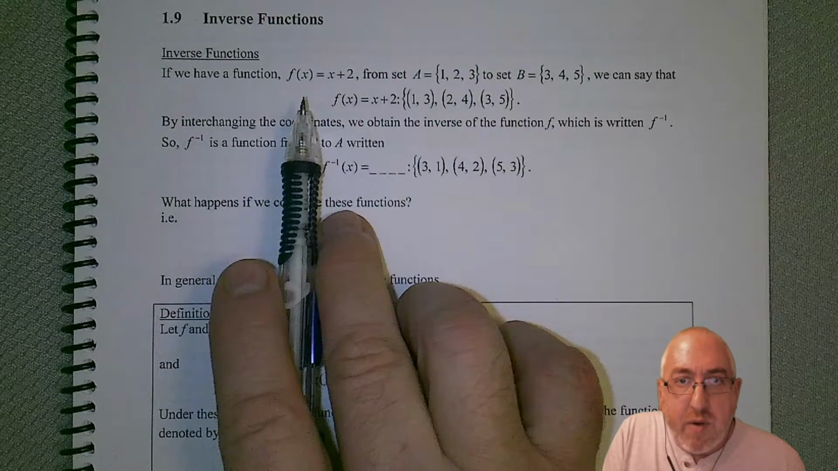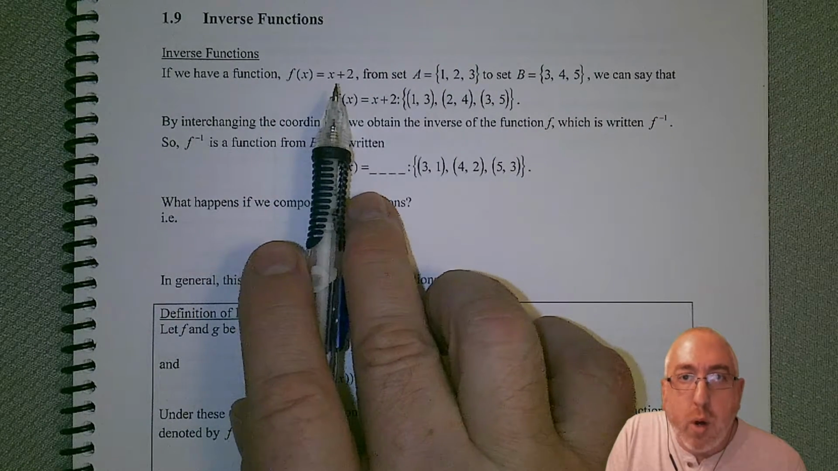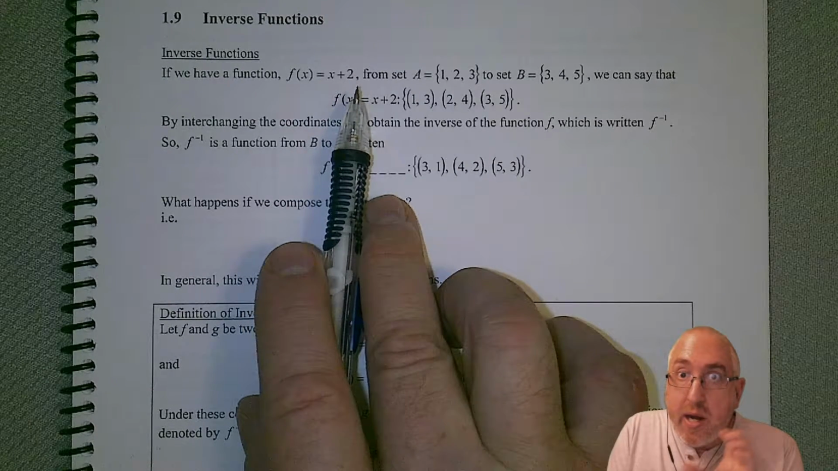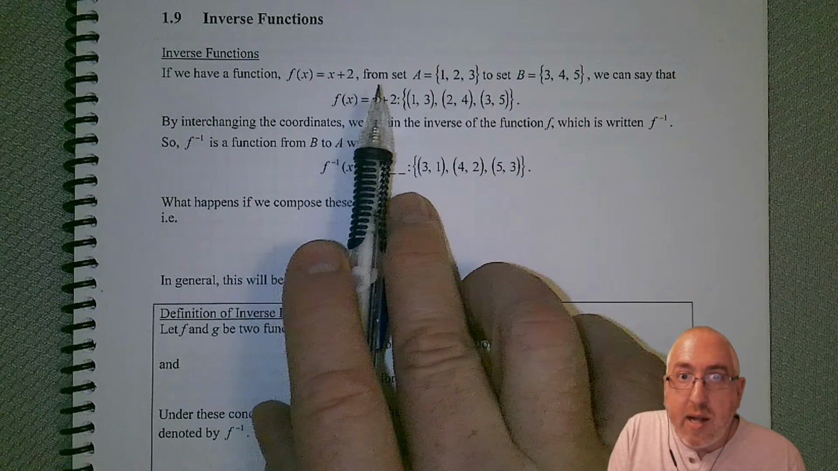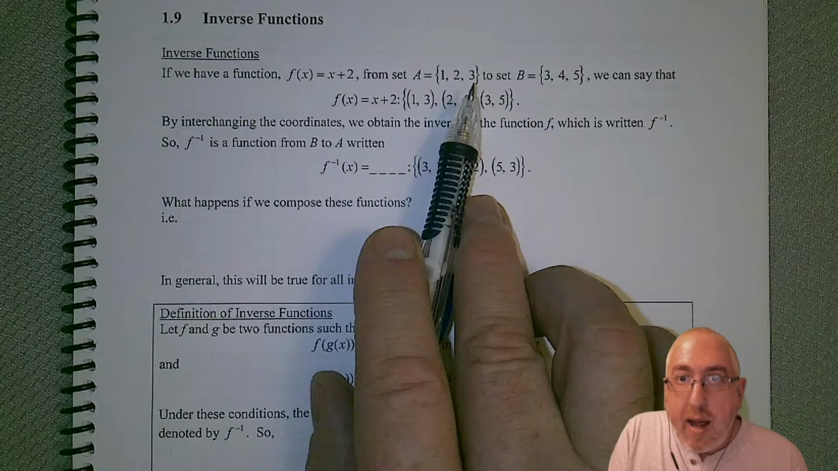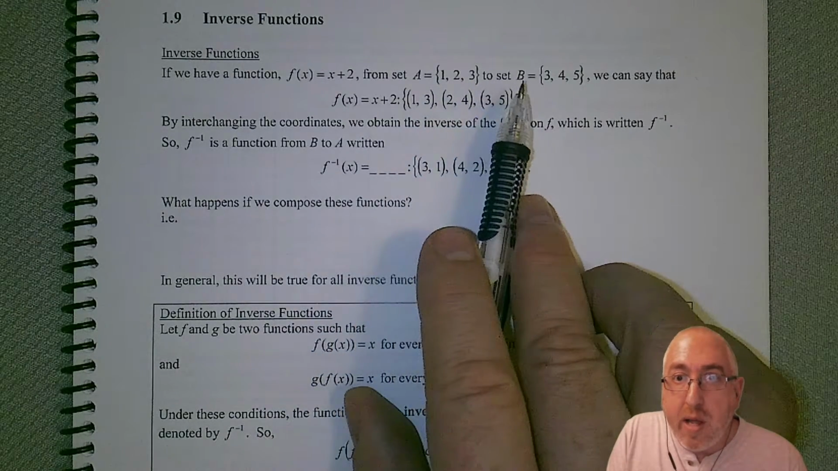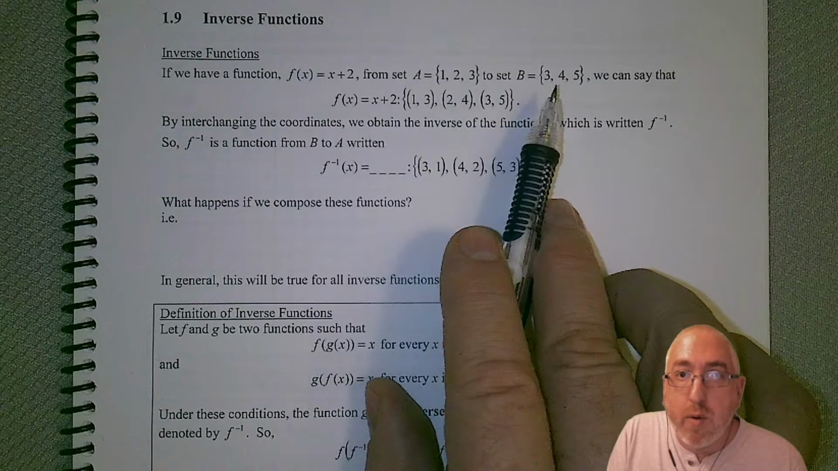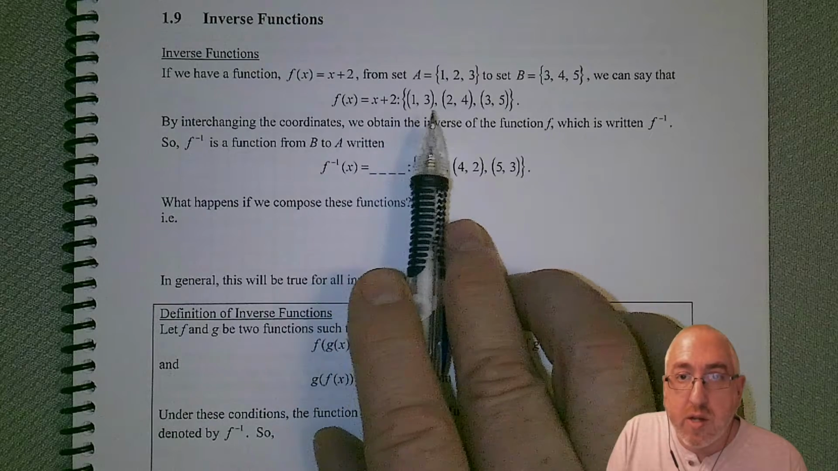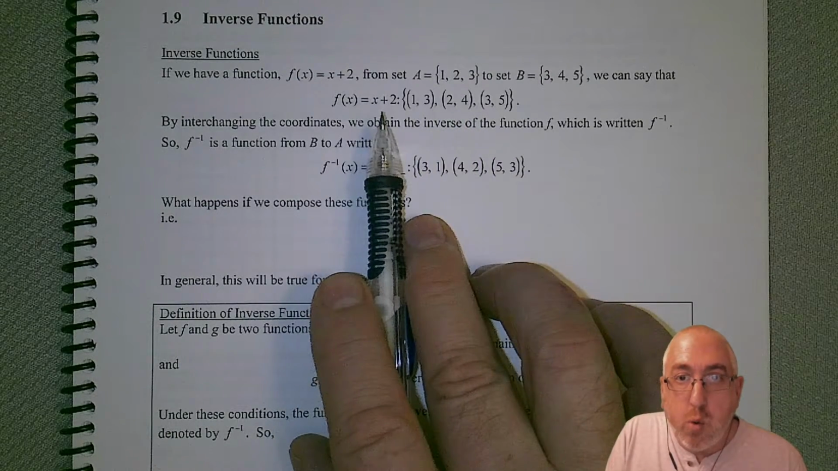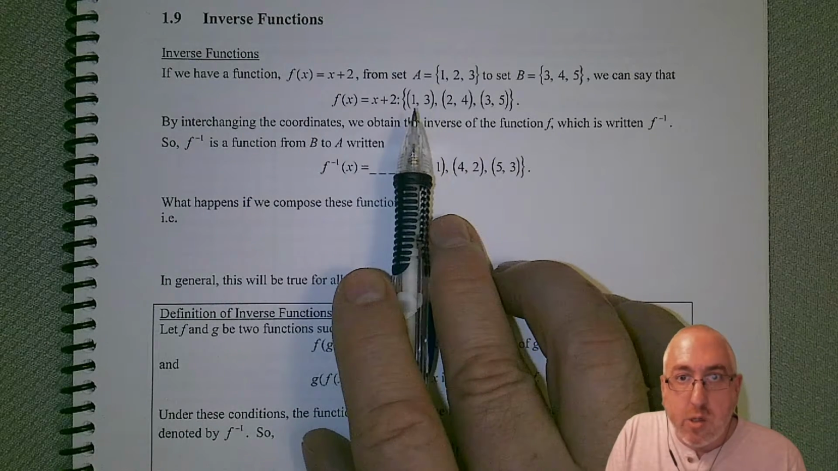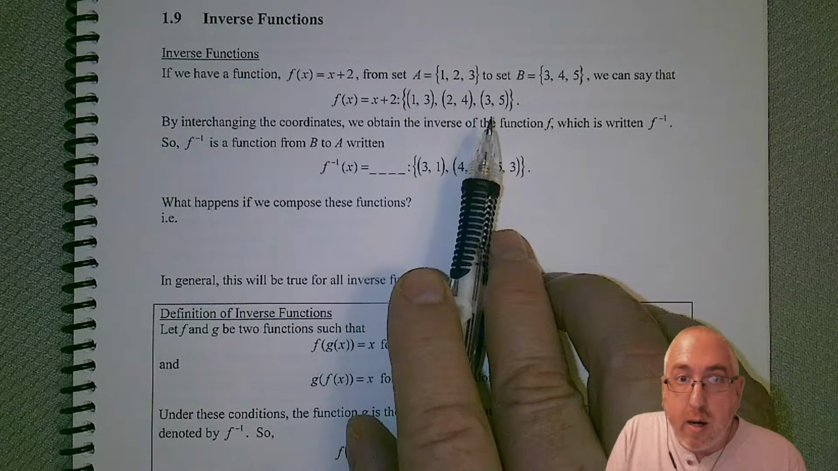So if we have a very simple function, f of x equal to x plus 2, and let's restrict the domain and range a little bit. If we said that it started with inputs from set A of 1, 2, and 3, and we mapped them to set B, which would be values of 3, 4, and 5, we can say that f of x should be equal to this function, x plus 2, but specifically restricted for this domain and range. So we get these three ordered pairs.